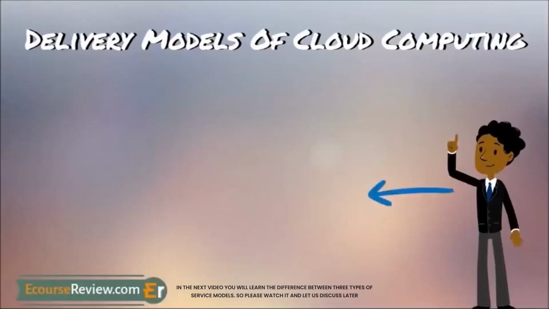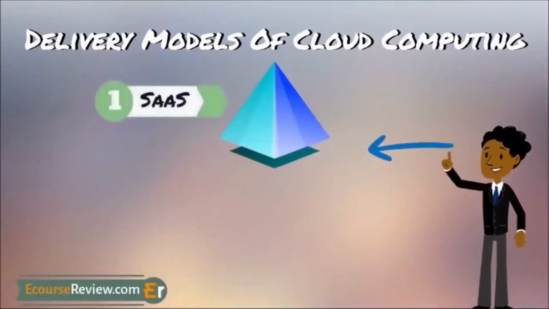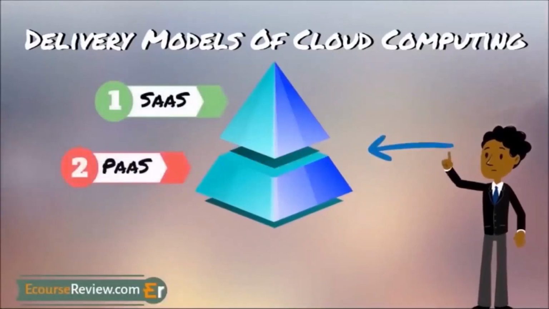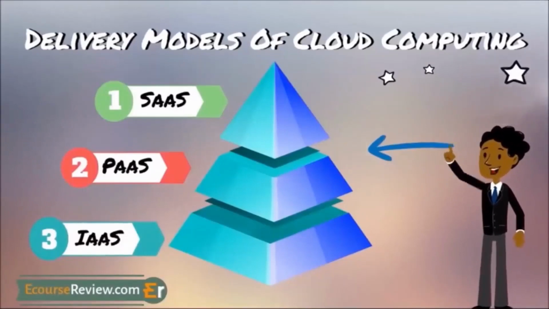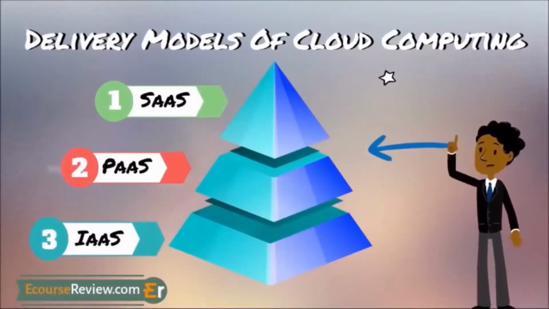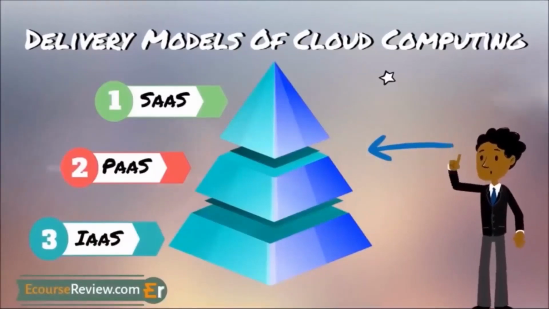Cloud computing, SaaS, PaaS, and IaaS. Cloud computing offers different services based on three delivery models. When arranged in a pyramid form, they follow the order of SaaS, PaaS, and IaaS.